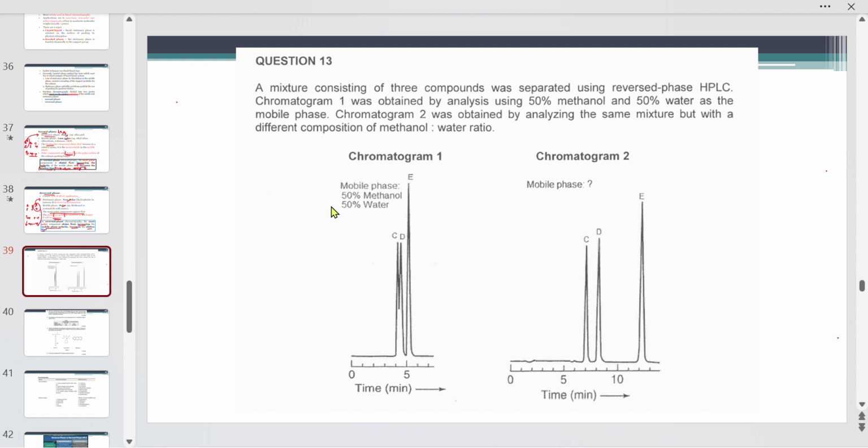So let's take a look at this example. I think this is a 2019 question if I'm not mistaken. I spent the whole night looking for your past year's questions. So you have two chromatograms here, chromatogram 1 and chromatogram 2. You can see here the chromatograms are overlapping when they are using 50% methanol and 50% water. You know that this is reverse phase, so the analyte eluted first is the polar one, and the analyte eluted last is the non-polar one.